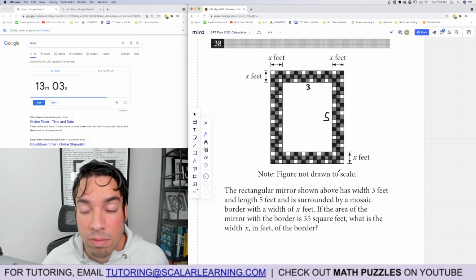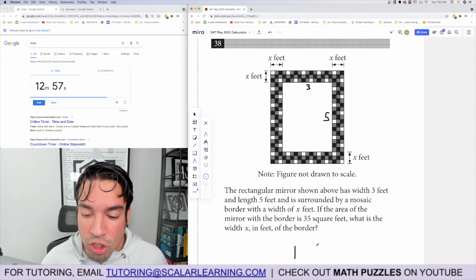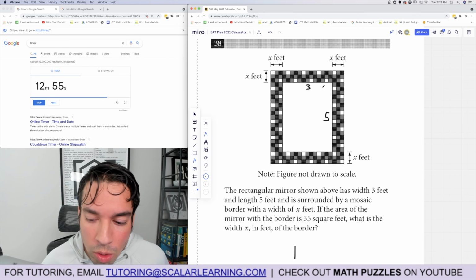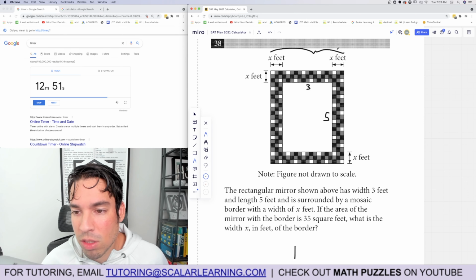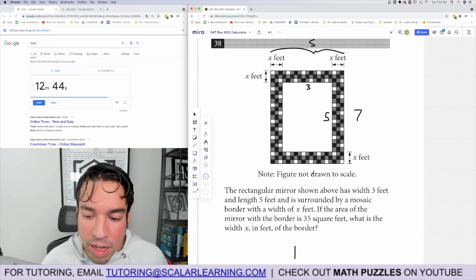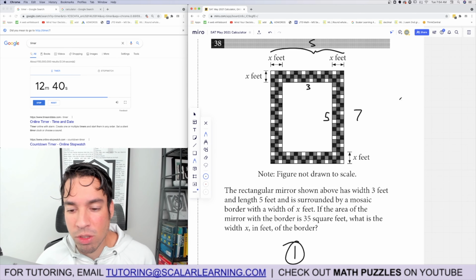Okay. I know it's 1 because you can plug and chug in your mind. If the whole thing is 35, it's got to be 1, because then the whole length would be 3 plus 1 plus 1, which is 5. 5 plus 1 and 1 is 7, and that gives you the right answer. But that's one way, if it kind of pops in your mind.